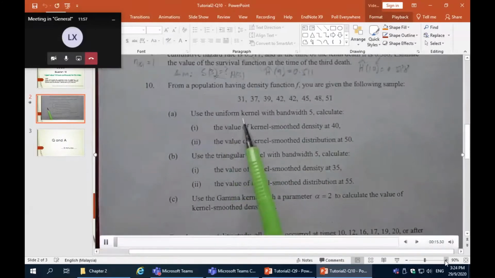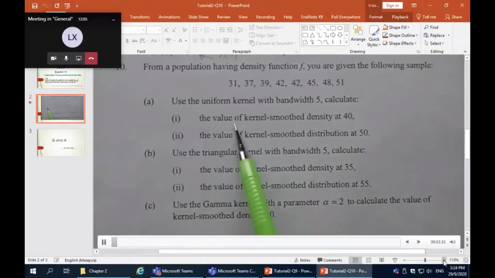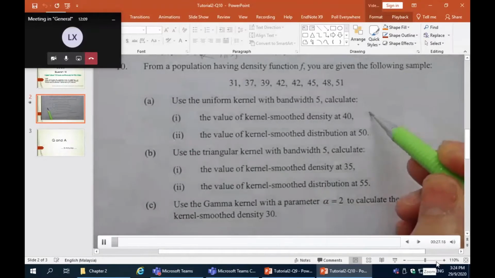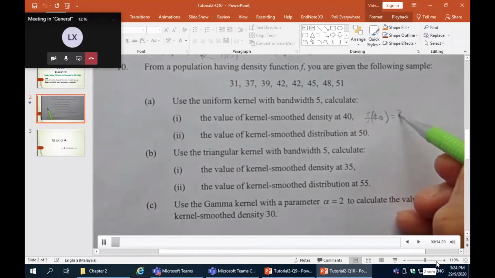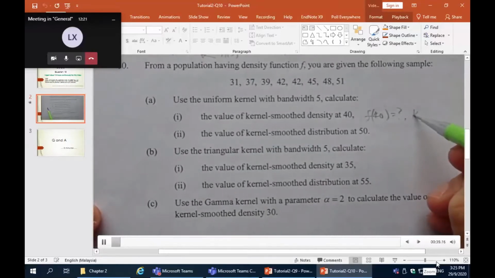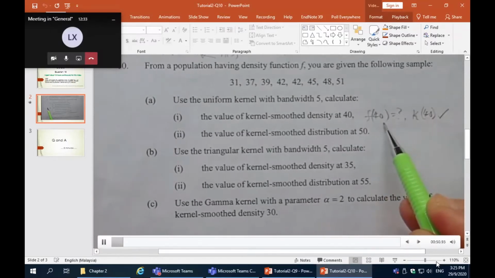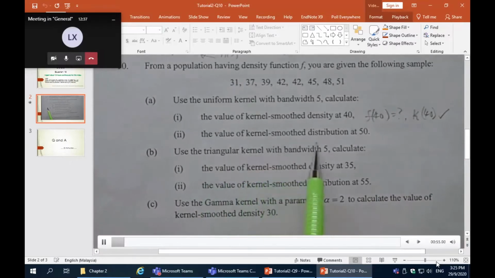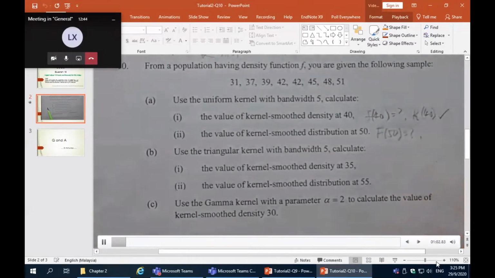Part A. Use the uniform kernel with bandwidth 5. Calculate the following. For part 1, calculate the value of the kernel smoothed density at 40. That is, we have to find the kernel density at 40 so that we have this result, then only we can find the kernel smoothed density at 40. For part 2, we have to find the value of the kernel smoothed distribution at 50. That is, we have to find this F at 50. Similarly, we need to find the kernel distribution at 50 so that we can use this result to determine this value.